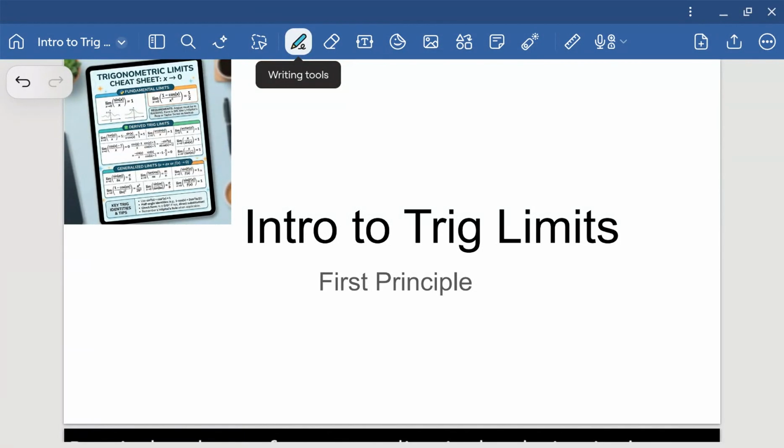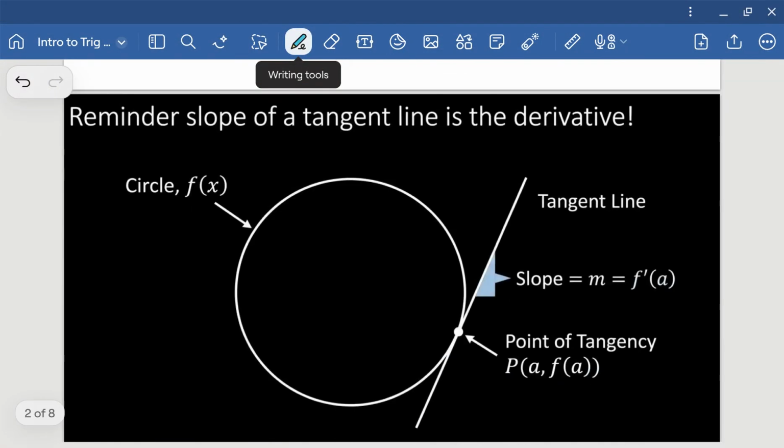This video is introducing derivatives of trig limits from first principle. Just a reminder that if you have a circle or a curve and you have a tangent line, the slope of the tangent line is the first derivative of the function that you're getting the tangent point of.